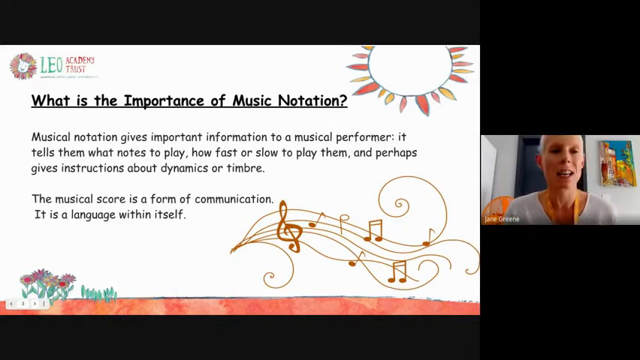And like I've already said, what is the importance of music notation? Well, basically, it gives important information to a musical performer. It tells them what notes to play, how fast or slow to play them, and often gives them instructions about dynamics, which are how loud or quiet a piece of music is, and timbre, the type of sounds. So basically, the musical score is like a language within itself. It's a form of communication.